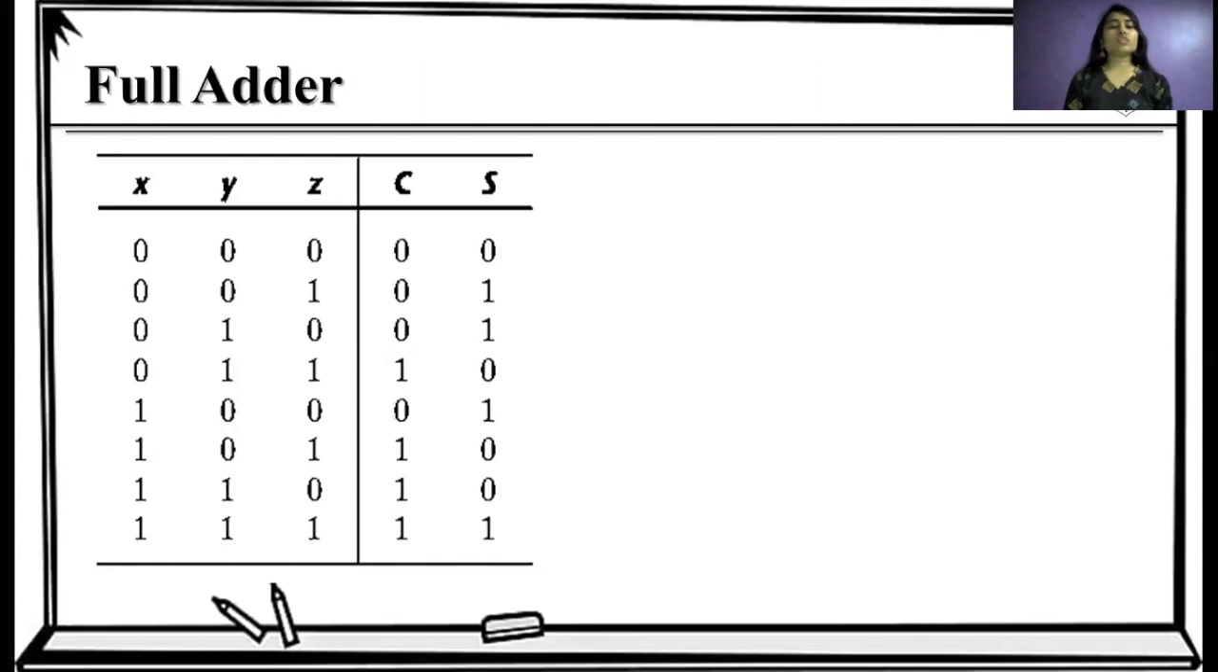So 0 plus 0 plus 0, we have carry 0, sum 0, then 0 plus 0 plus 1, carry 0, sum 1, then 0 plus 1 plus 0, carry 0, sum 1, then 0 plus 1 plus 1, that is 1 plus 1, 10, then 1 plus 0 plus 0, so carry 0, sum 1, then 1 plus 0 plus 1, basically 1 plus 1, 10, so carry 1, sum 0. Again 1 plus 1, carry 1, sum 0. Then x, y, z, 1 plus 1 plus 1, so we have carry 1, sum 1.